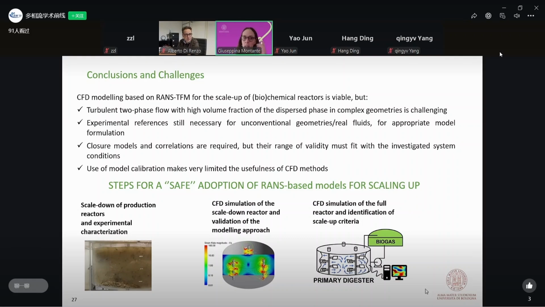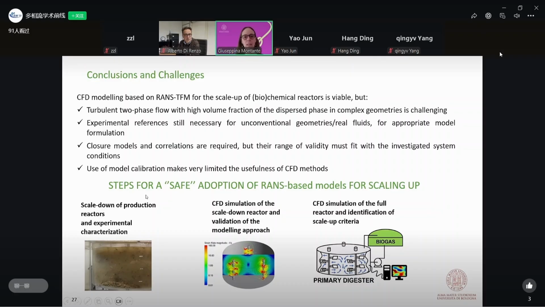Since we need closure models and correlations, we need to be very careful to check the validity of these correlations with respect to the investigated system condition, because in many cases issues can arise from the wrong adoption of a model or correlation out of the range of validity. And our main aim in the research is to devise methodologies that can be reliable without model calibration.